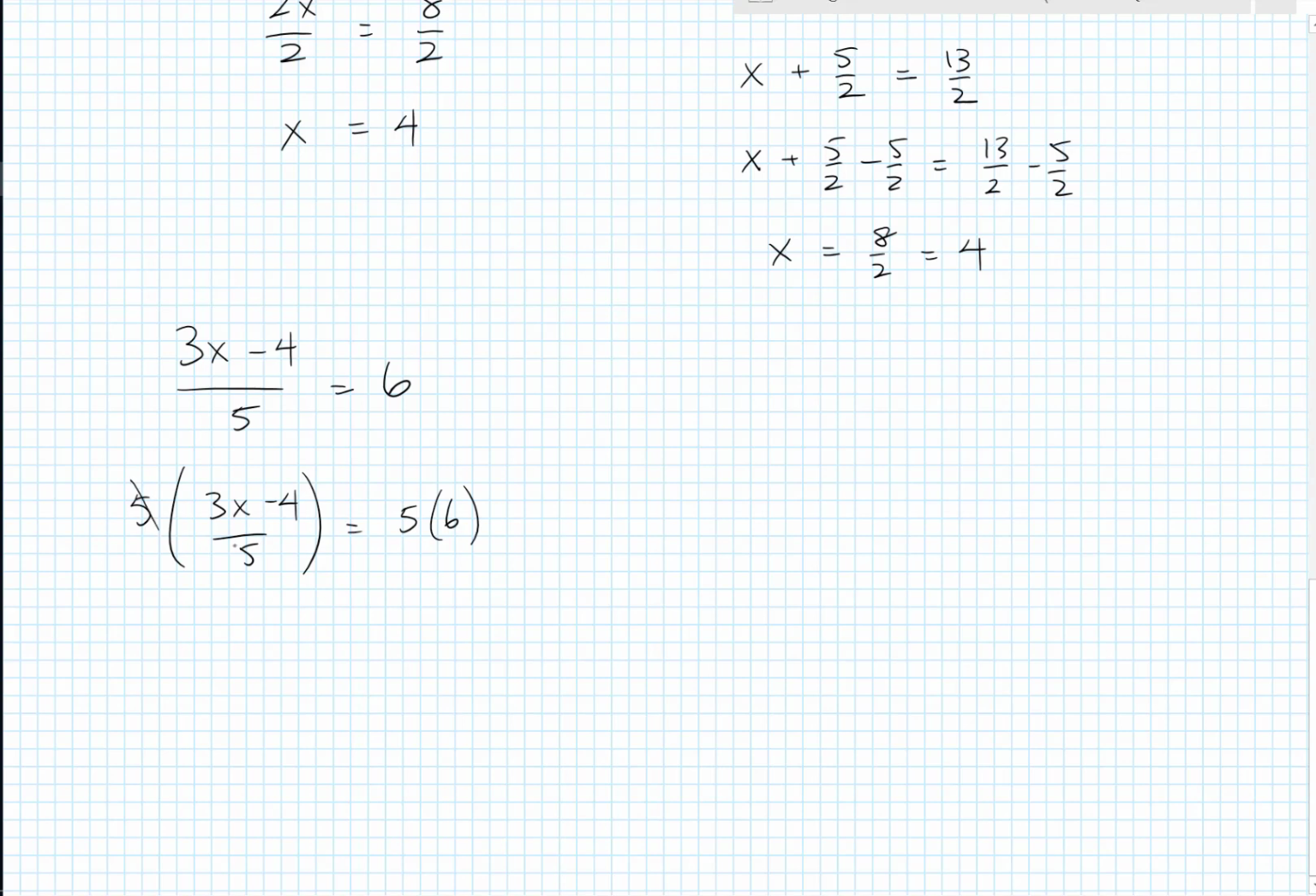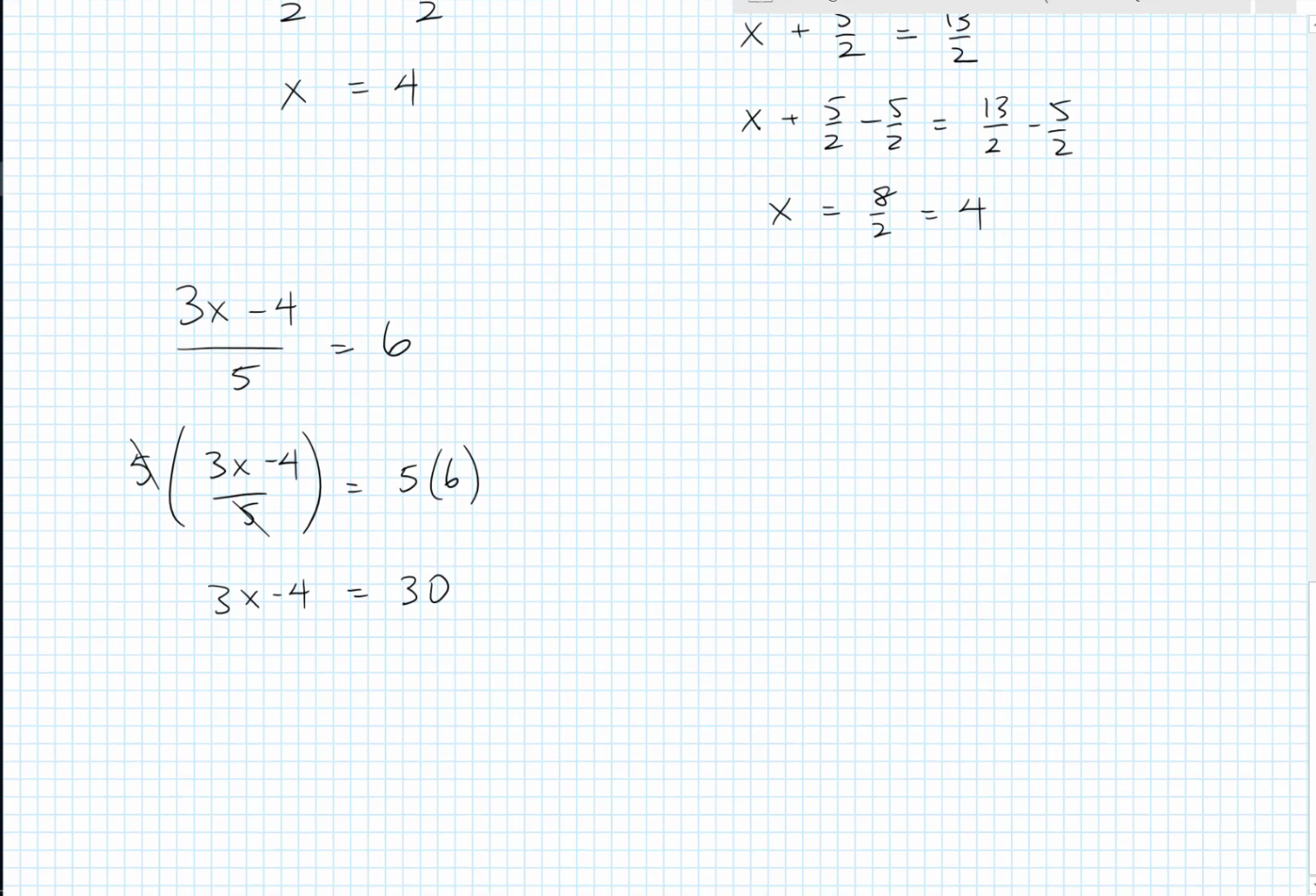So these 5's cancel out, and I'm left with 3x minus 4 on the left, and 5 times 6, which is 30, on the right. Now I've got a nice equation, no fractions, and it's a lot easier to deal with. And once again, if I divide by 3, I'm going to end up having some nasty fractions to work with. The minus 4 over 3 is not something I really want to work with.